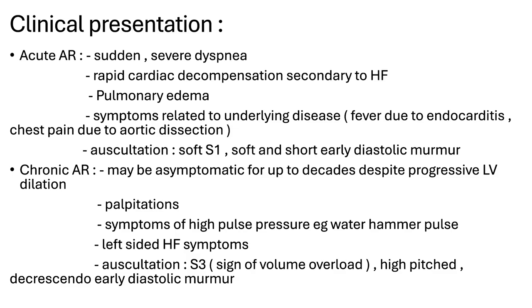While in chronic aortic regurgitation, usually the patients are asymptomatic at first, and with time, with the progression of the heart failure, there will be symptoms like palpitations, fatigability, and left-sided heart failure symptoms. On auscultation, we may find a high-pitched decrescendo early diastolic murmur, and an S3 sound as a sign of volume overload.